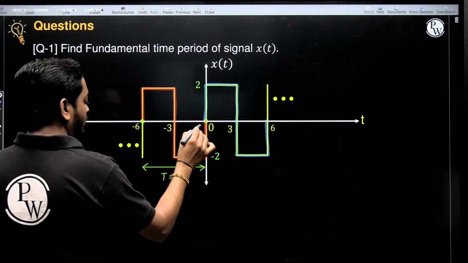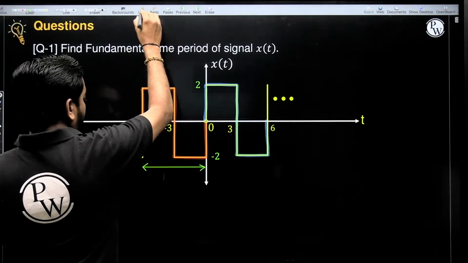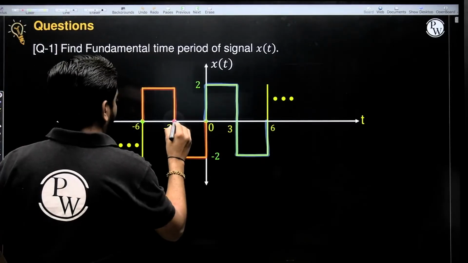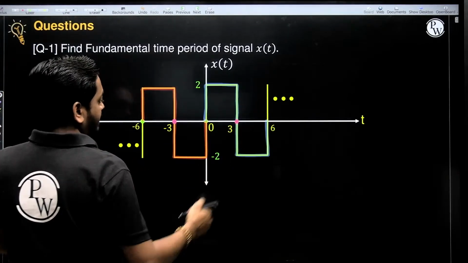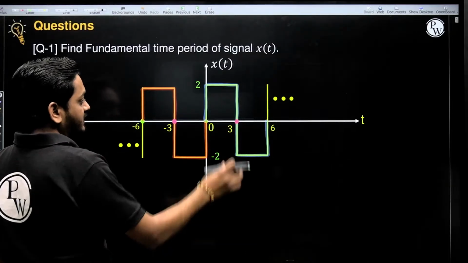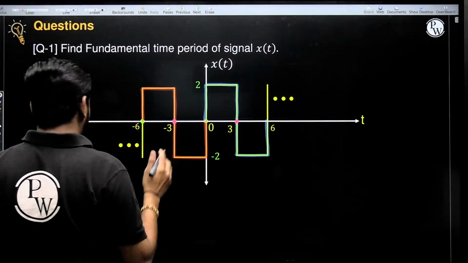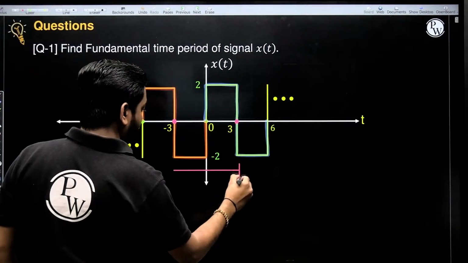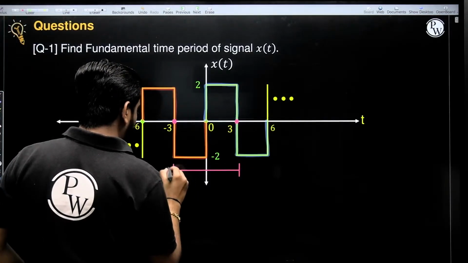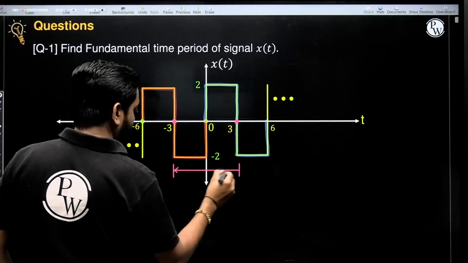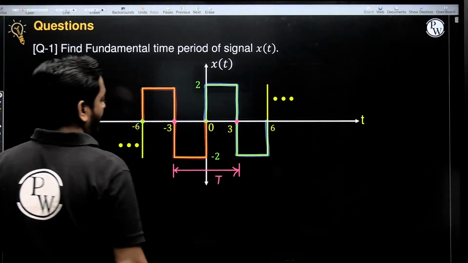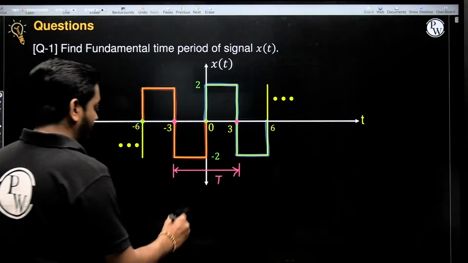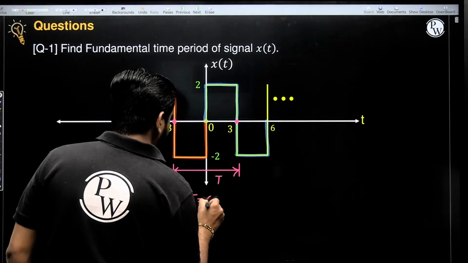From minus 6 to 0 you can take, or you can take the fundamental time period from minus 3 to plus 3 also, guys. This is also one cycle. This one is the positive half cycle, this one is the negative half cycle, and the fundamental time period capital T is nothing but 6.